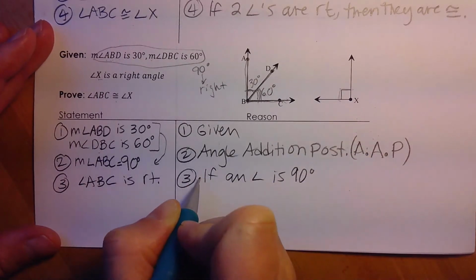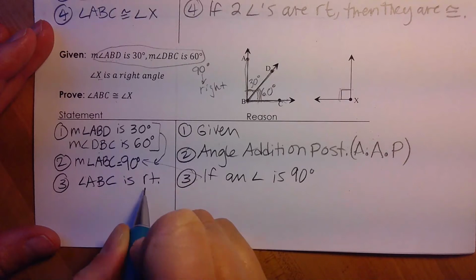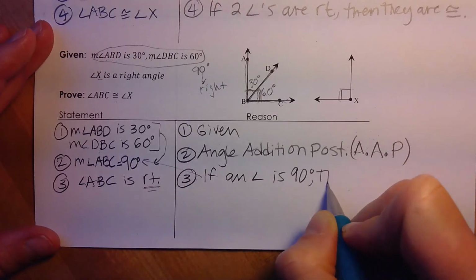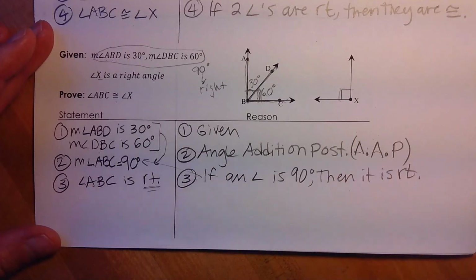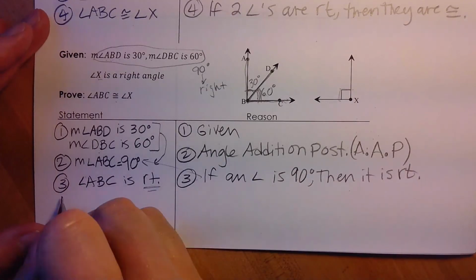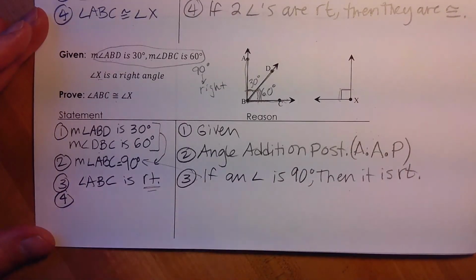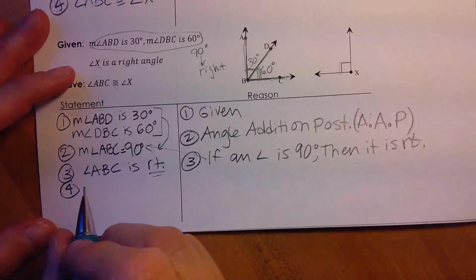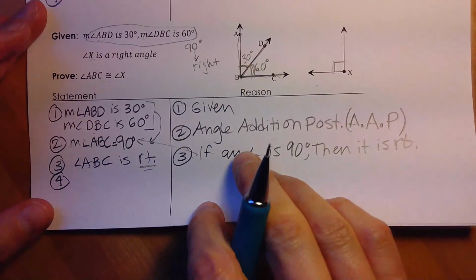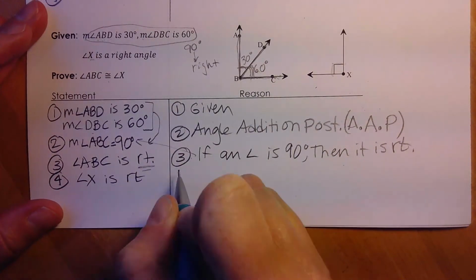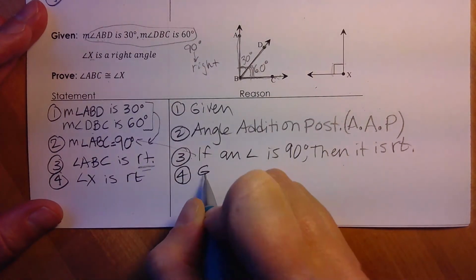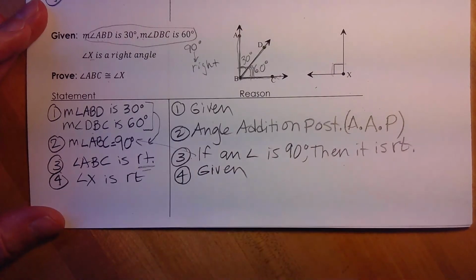So if this happens, if an angle is 90 degrees, then this happens, then it is right. Now I know it seems kind of out of order-ish, but I kind of like how this lines up. I'm going to go ahead and bring in my second given, which is to say that angle X is right. That's just given, that's why I can say it.